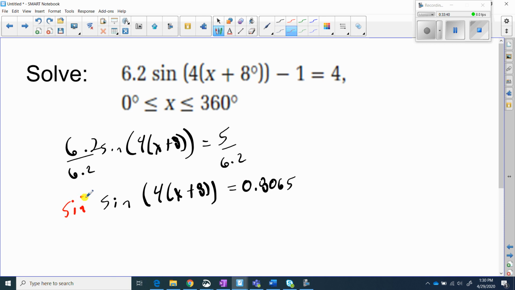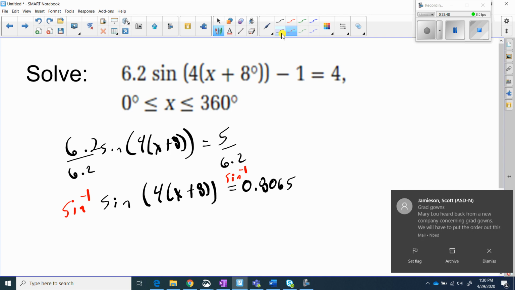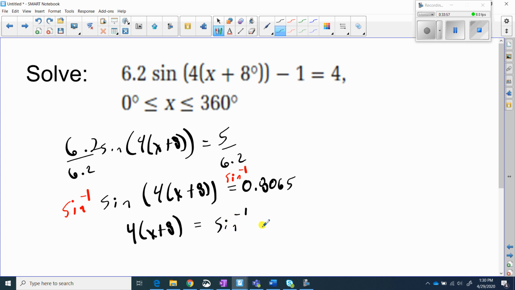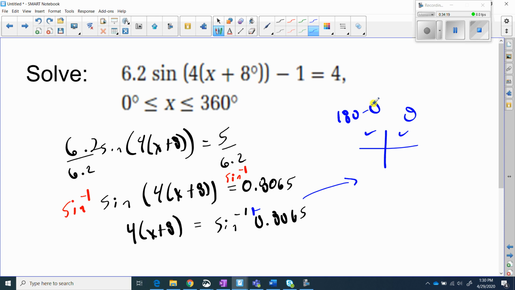Take the inverse sine of the left side, take the inverse sine of the right side, and you will end up with 4 times x plus 8 equals the inverse sine of 0.8065. So then I usually just go off to the side here. I have to figure out what are the 2 possible angles that I'm talking about here. Sine can be positive only here or here. So we know we're using theta and we're in degrees, so it's 180 minus theta.